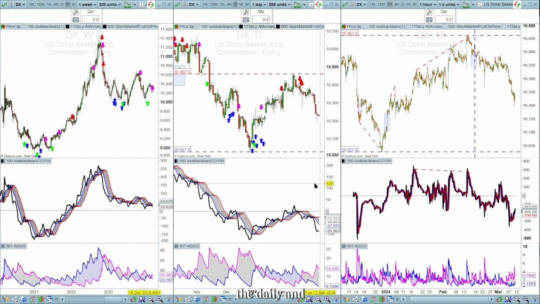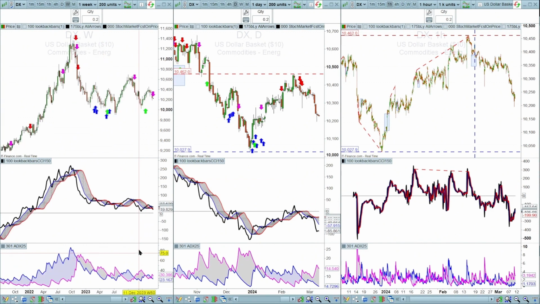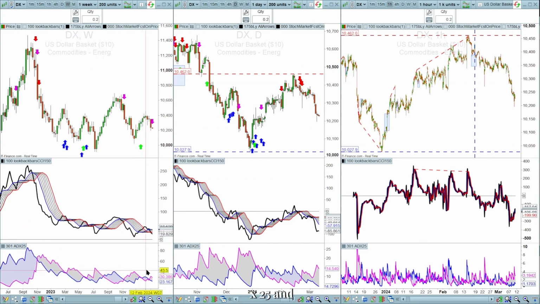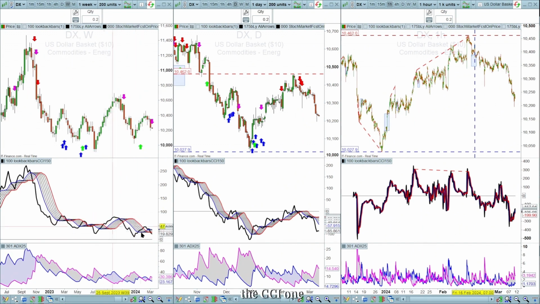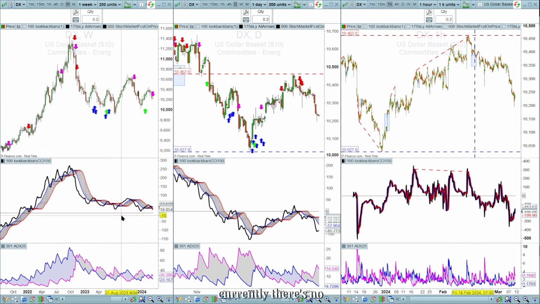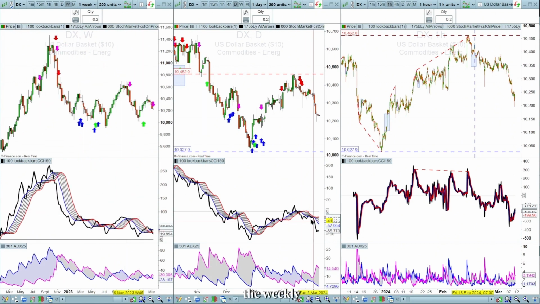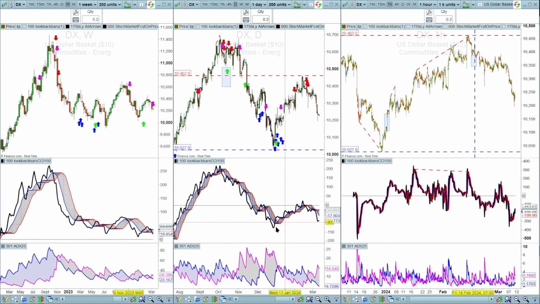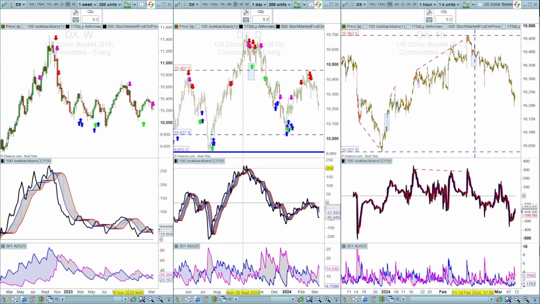We've got the weekly, the daily and the hourly. And you've got a couple of indicators here. We've got the ADX25, and that's bearish on all three timelines. We've also got the CCI 150, which serves a purpose as a trend indicator, but also a divergence indicator. Currently, there's no divergence on this that I can see, at least on the weekly. On the daily, there was a small divergence back there.